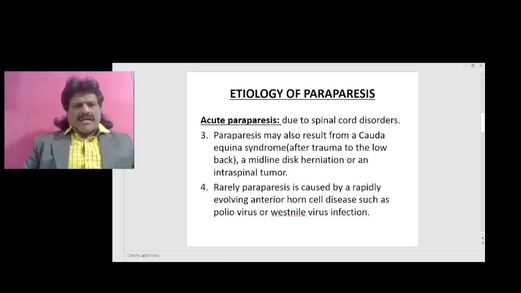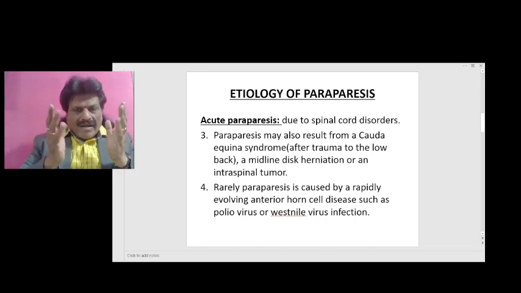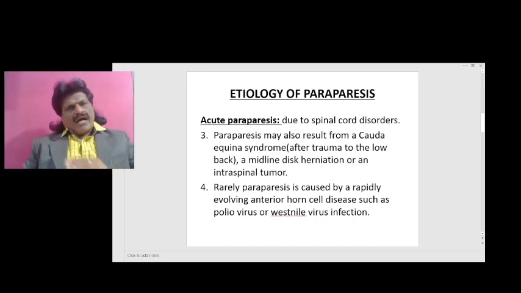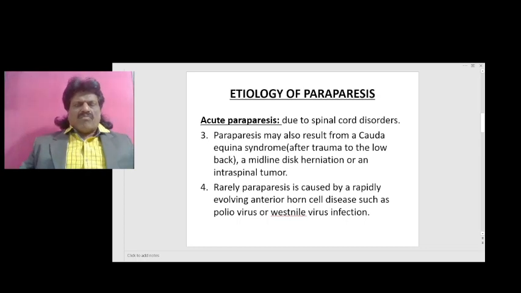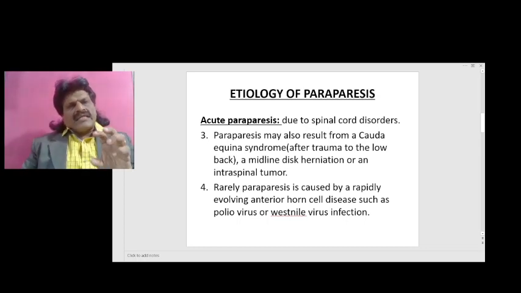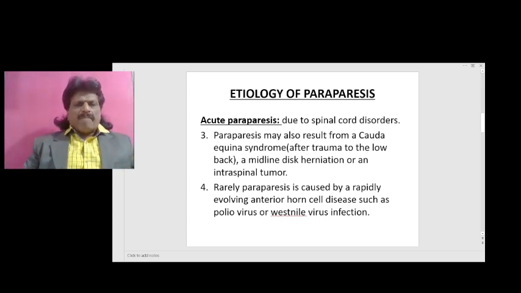Continuing with the acute paraparesis, paraparesis may also result from a cauda equina syndrome after trauma to the lower back, or a midline disc herniation affecting both sides, or an intraspinal tumor. Rarely, paraparesis is caused by a rapidly evolving anterior horn cell disease such as poliovirus or West Nile virus infection.